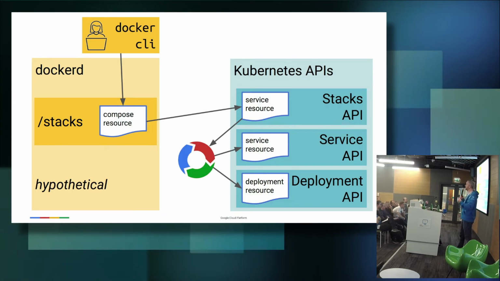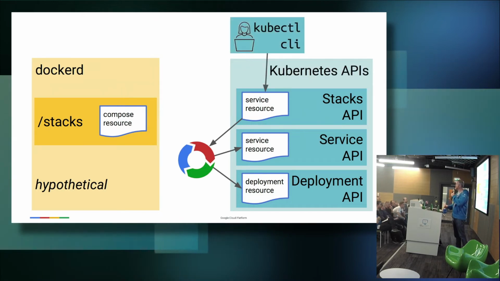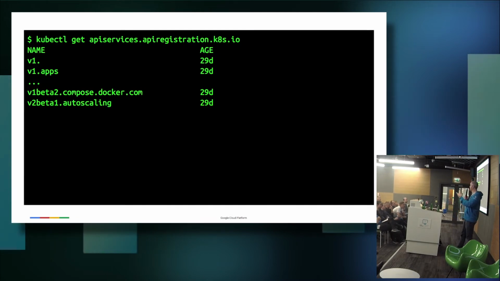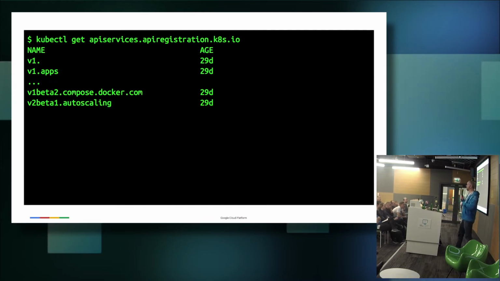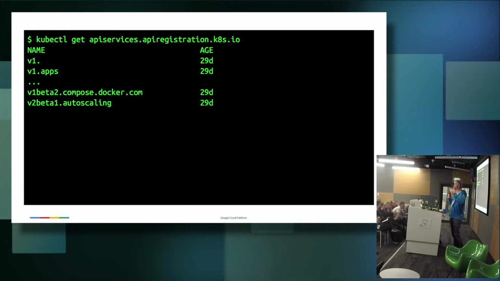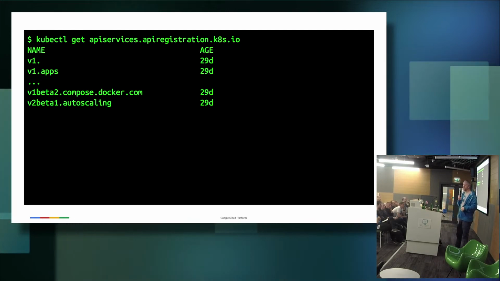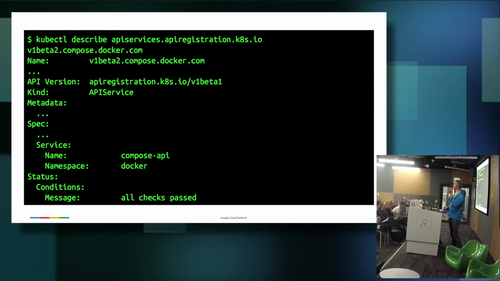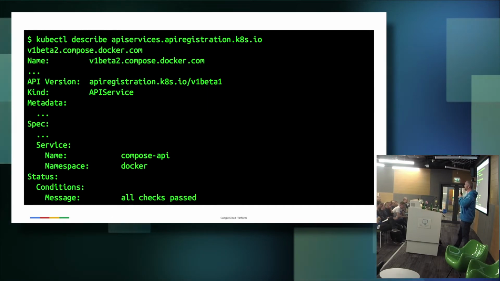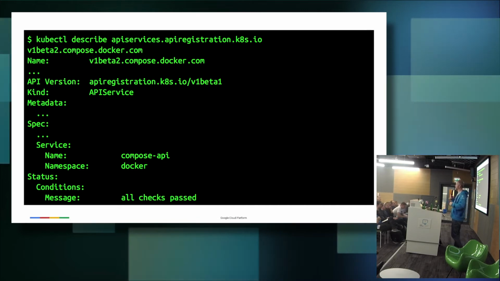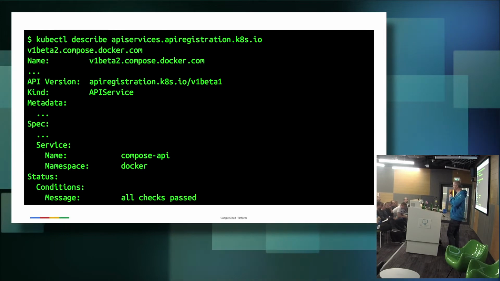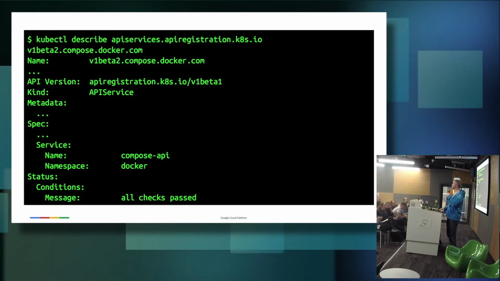What's neat here now is I can go in and take a look at that registration. When I run get apiservices, it's going to show me that v1beta2.compose.docker.com was registered there. I can go take a look at it and see that it did in fact create this API group. So here you now see it in the Kubernetes cluster, and it's live.